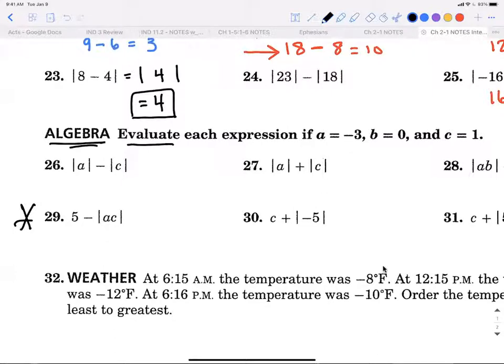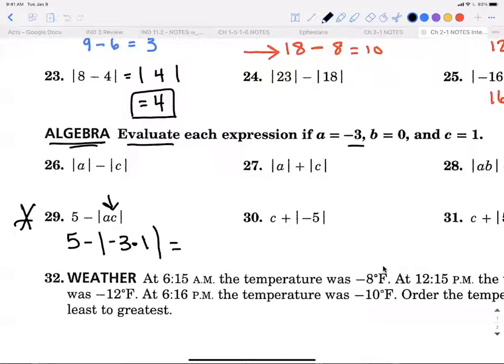So I'm going to leave everything like it was, 5 minus the absolute value of A times C. That's what this means right here, A times C. Well, A is -3, so -3 times C, which is 1. And then I'm going to keep my absolute value sign. That step right there, all I'm doing is plugging in the values for A, B, and C.